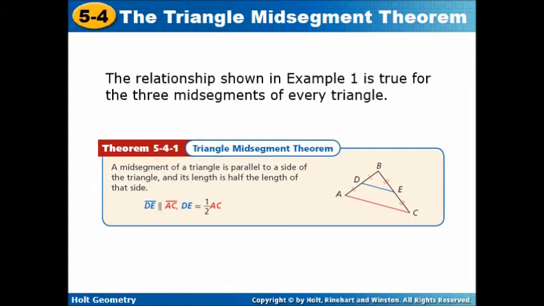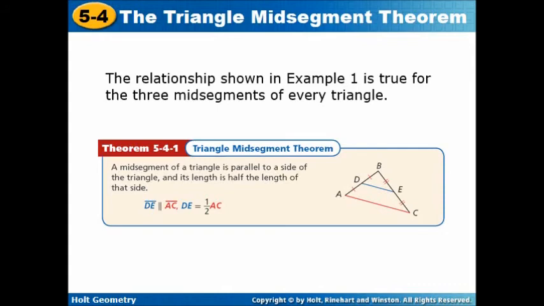If the blanks aren't exactly correct, please just change the wording so that it matches what is on this screen. And that wording is that a midsegment of a triangle is parallel to a side of the triangle and its length is half the length of that side.